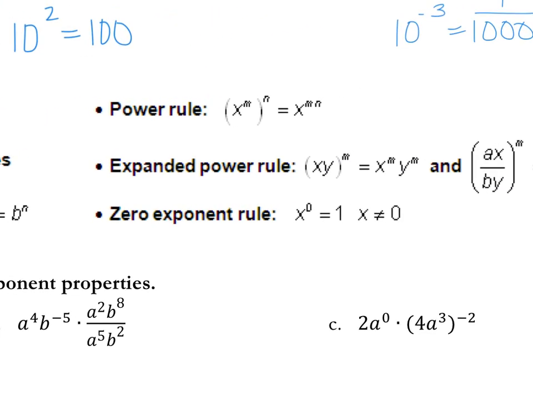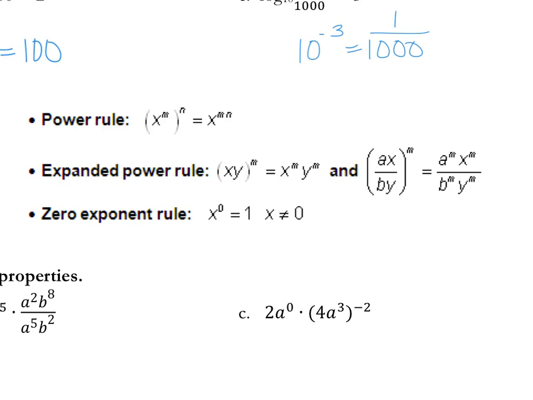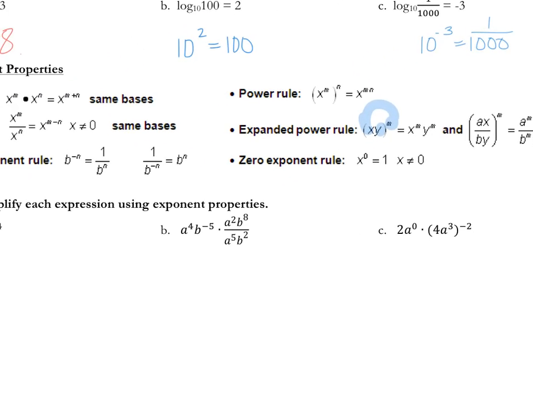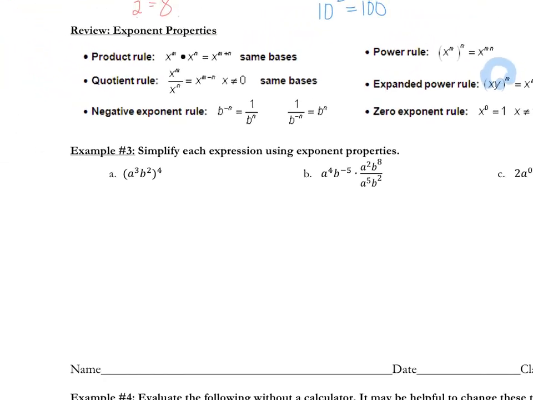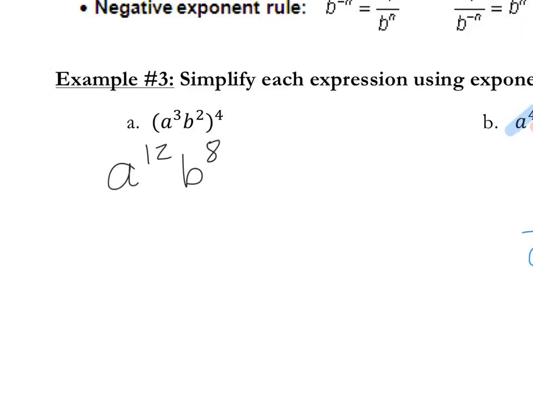The power rule: when I raise an exponent to another exponent, I multiply those two exponents together. The expanded power rule basically tells me that when I have parentheses, the exponent belongs to everybody inside. Finally, the zero exponent rule tells me that anything raised to the zero power is 1, as long as x doesn't equal 0. Right at the bottom here, there are 3 examples. I want you to pause the video here for a minute and try these 3 examples. I'm going to work them out completely and walk through them together.